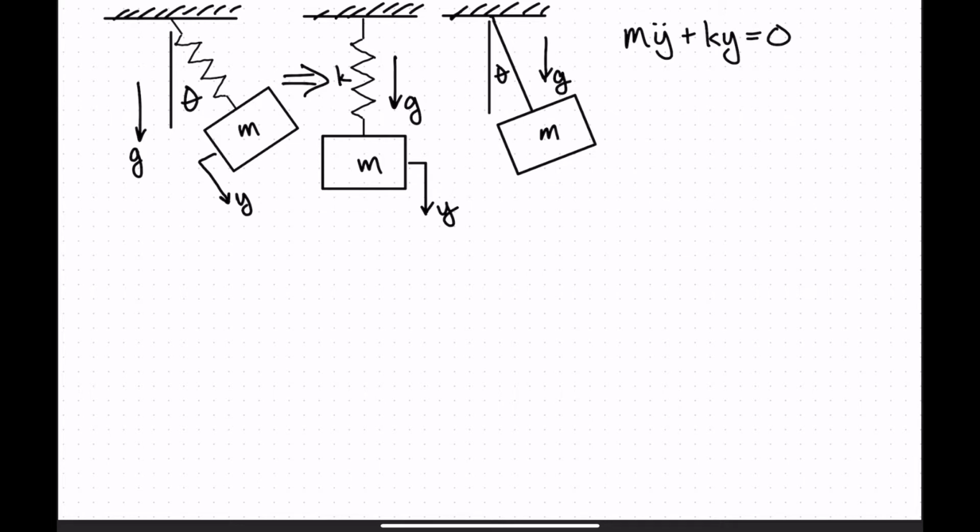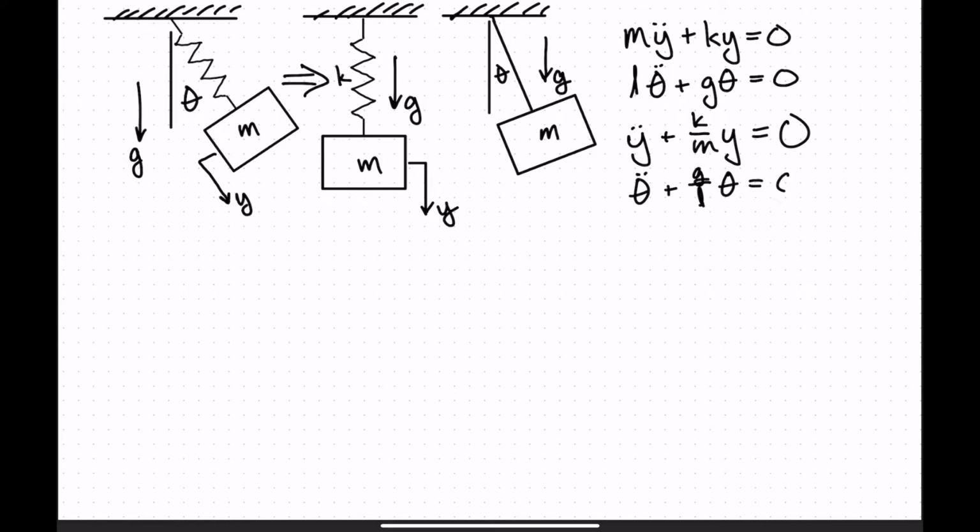The equation governing the motion of the pendulum, or the swinging, is L theta double dot, the angular acceleration, plus g theta equals 0. We can rewrite these as y double dot plus k over m y equals 0, and theta double dot plus g over L theta equals 0. These terms here govern how fast the oscillations are. In fact, these are the natural frequencies of the system squared. So we'll have omega y, which is the bouncing natural frequency, and that is the square root of k over m. Omega theta, the swinging natural frequency, is the square root of g over L. So that's the natural frequency of a pendulum.